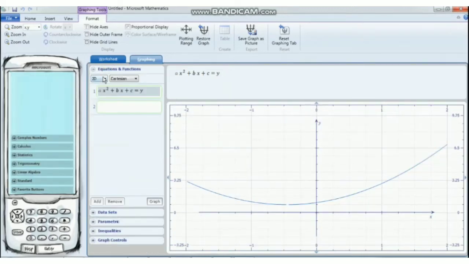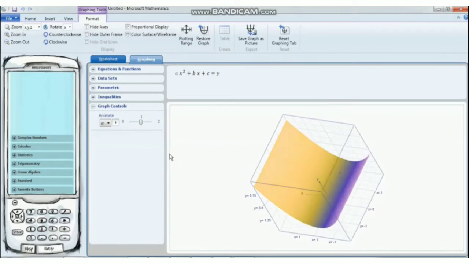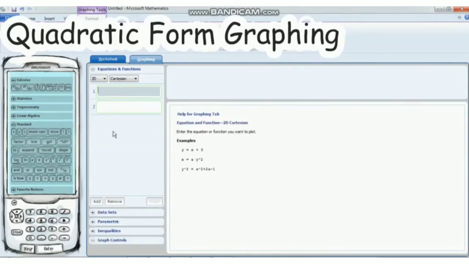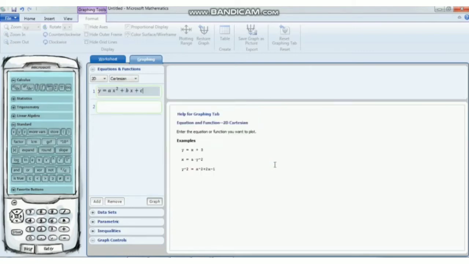Then we can graph the 3D of the quadratic equation. It will be displayed like this. Then quadratic form graphing: y equal to ax squared plus bx plus c. Enter and then graph. So it will be displayed like this.